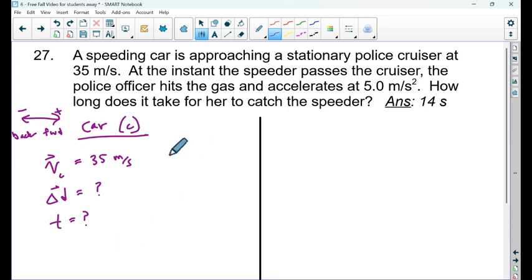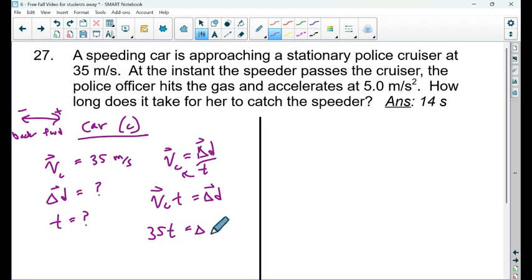Let's write our equation. Velocity of the car equals displacement over time. Let's rearrange this equation by moving the time up here. So we end up with speed of the car times time equals the displacement. Okay, now let's sub in for the speed of the car. It's 35. So 35t equals the displacement of the car. Now let's do the cruiser.